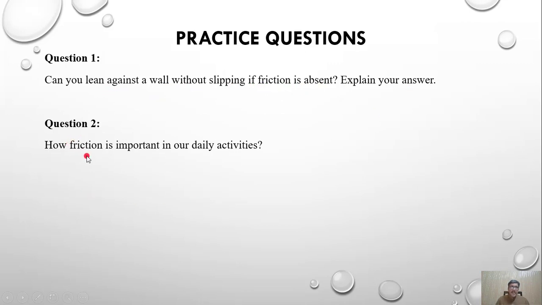Question 2: how is friction important in our daily activities? You have to mention the answer for this. It will be good if you write your answers in the comment section.